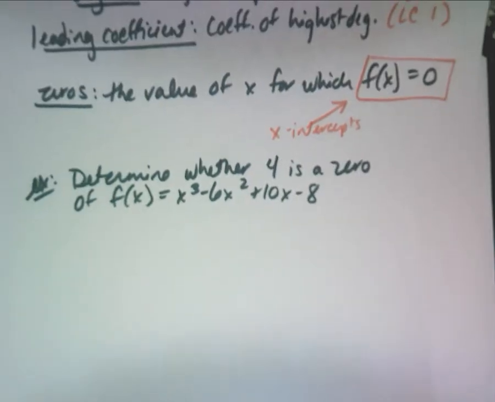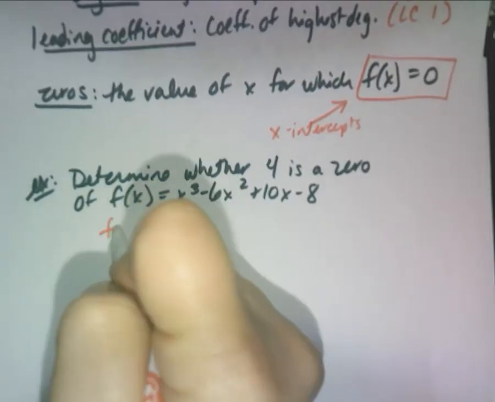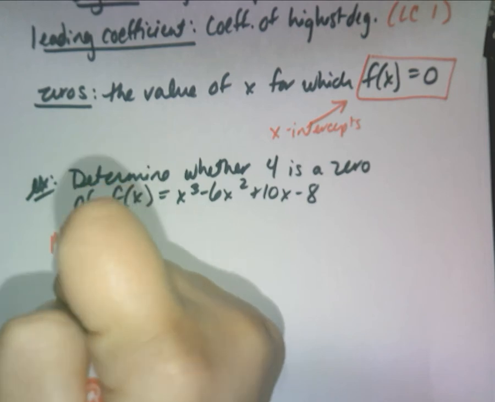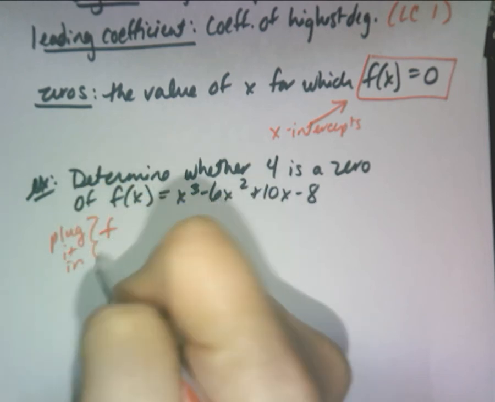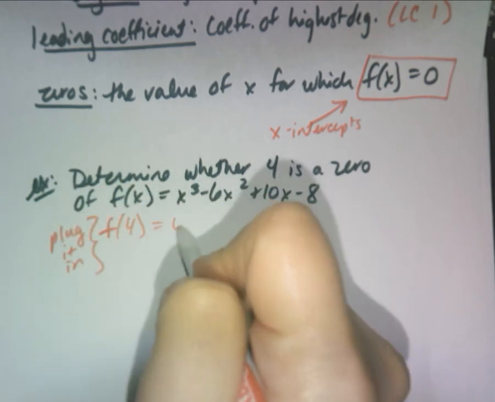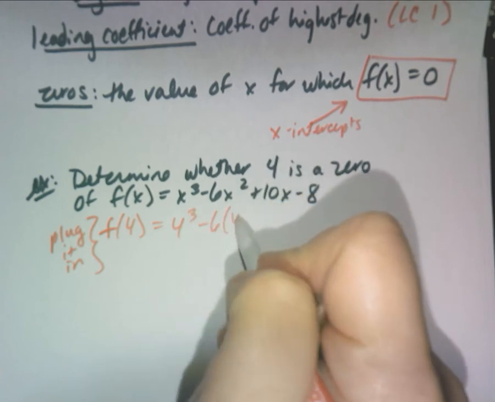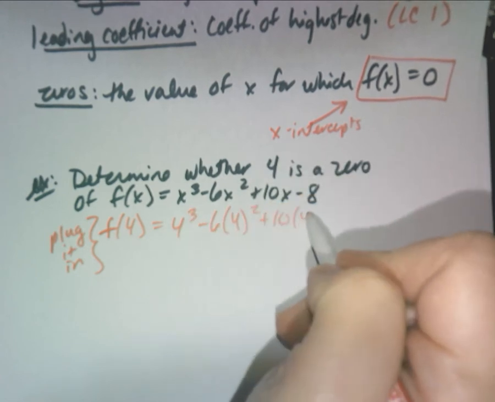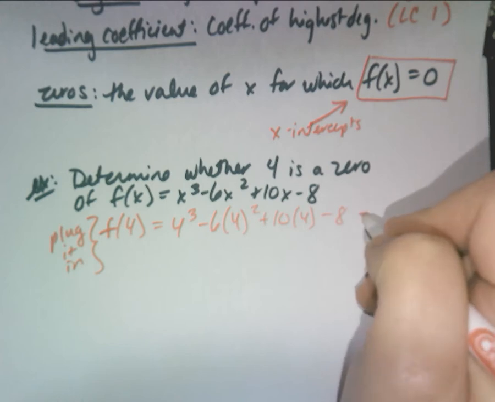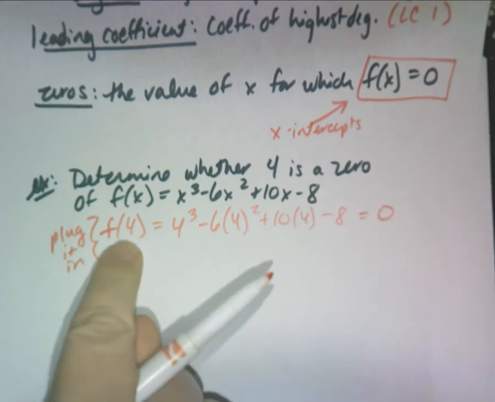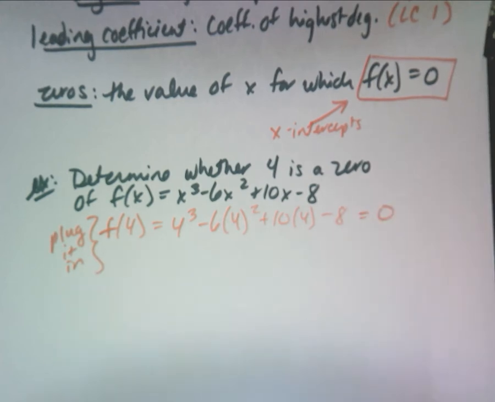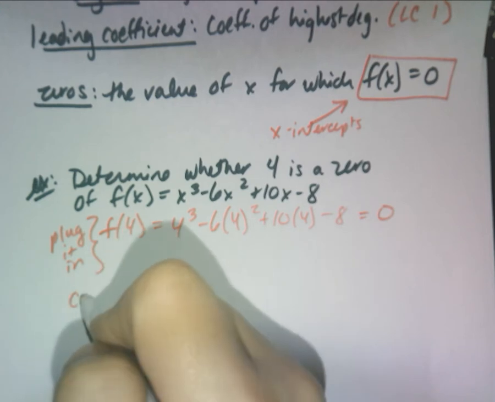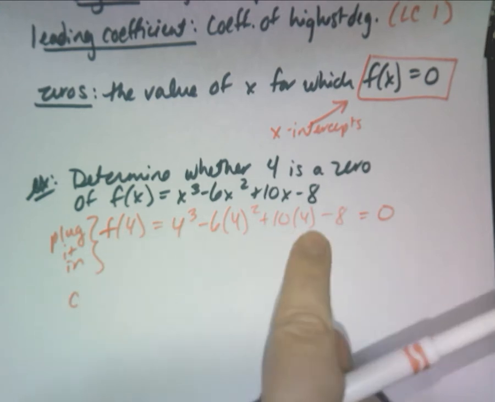Plug it in. If you plug it in and you find 4 cubed minus 6 times 4 squared plus 10 times 4 minus 8, if that becomes 0, then 4 is a zero. That's why it's called a zero. If you're allowed a calculator, though, like on a section of the PSAT or SATs, I would suggest you let the calculator do this hard work for you.